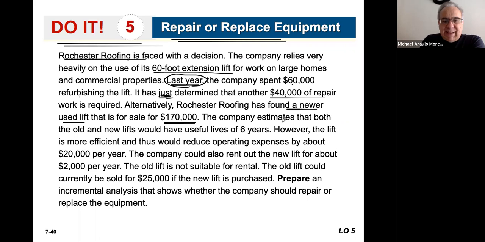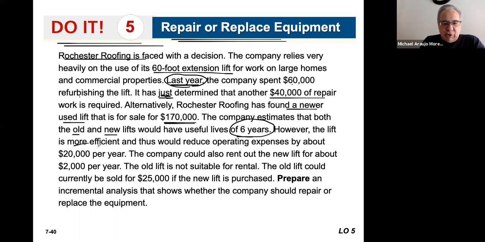The company estimates that both their current lift and the new lift would last 6 years. So either way, this piece of equipment is going to last them 6 years, whether they keep the one they've got or buy the new one. However, the lift is more efficient.